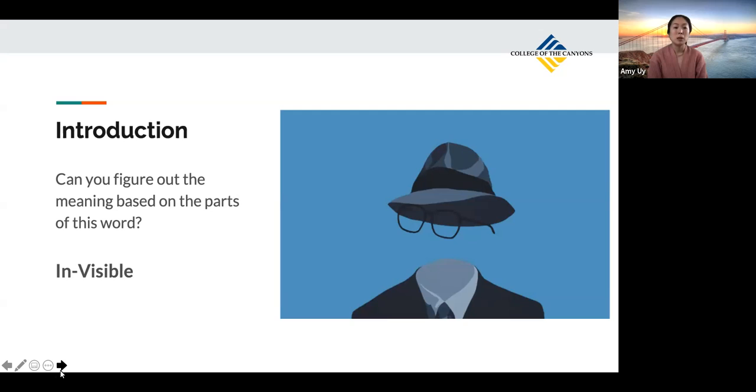Please look at the word below, invisible. It's broken into two parts for you here, in-visible. Can you figure out the meaning based on the parts of this word? The word invisible means unable to be seen by the eye. And as you can see with the picture on the right, there's someone who is invisible. We cannot see their skin or their face, but we know they're there. We know they're dressed in a hat, glasses, and a suit.